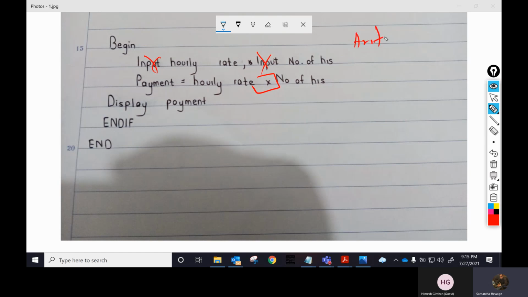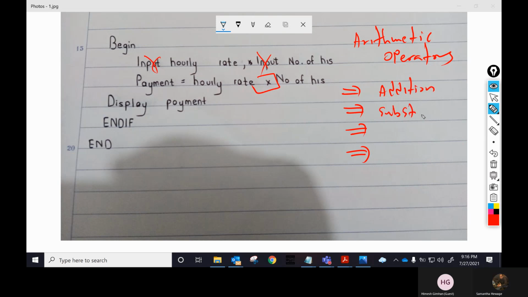Arithmetic operators. In a computer, we have 4 arithmetic operators: addition, subtraction, division, multiplication. Right? The multiplication symbol is like this.